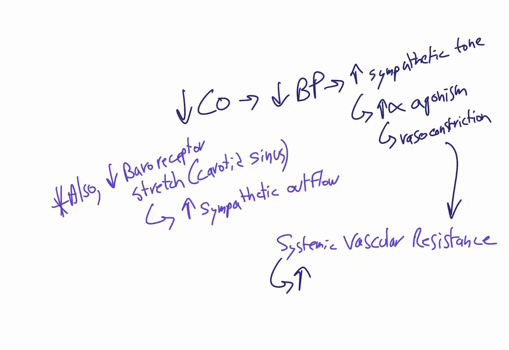Next up, systemic vascular resistance again is wrong. Your heart isn't pumping well, so you have decreased cardiac output. This results in decreased blood pressure. You'll have an increase in sympathetic tone. This is to compensate. This stimulates alpha-1 agonism, which results in vasoconstriction. The result is increased systemic vascular resistance. Also, there's a decreased stretch of the baroreceptors in your carotid sinus. This will increase sympathetic outflow.